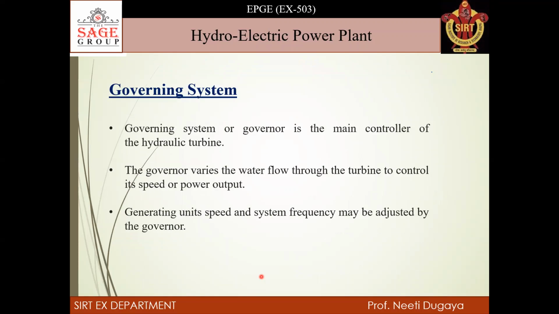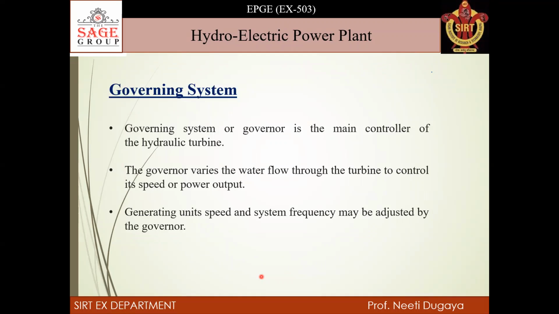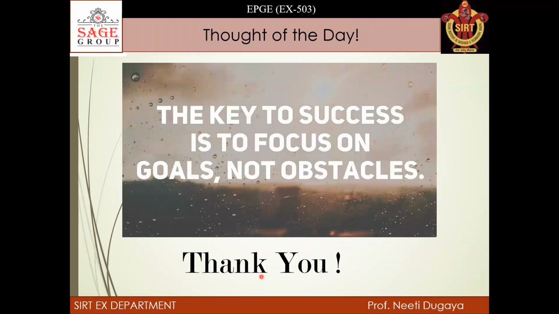There are a few other points also. The governing system, or governor, is the main controller of the hydro turbine. The governor varies the water flow through the turbine to control its speed or power output, and generating unit speed and system frequency may be adjusted by the governor. So these are the primary points for the governor system.